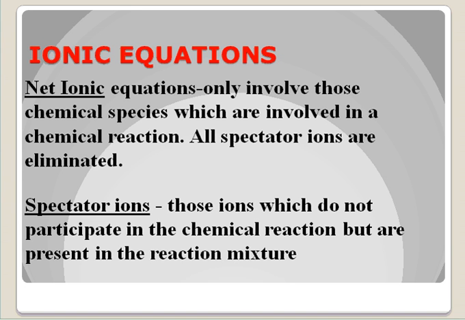Welcome to the lesson on net ionic equations. So the first thing we have to look at are ionic equations. Net ionic equations involve those chemical species which are involved in a chemical reaction. And the thing that we're going to focus on is eliminating the spectator ions. Now, what are those? Those are ions which do not actually participate in the chemical reaction. They're there, but they do not participate.